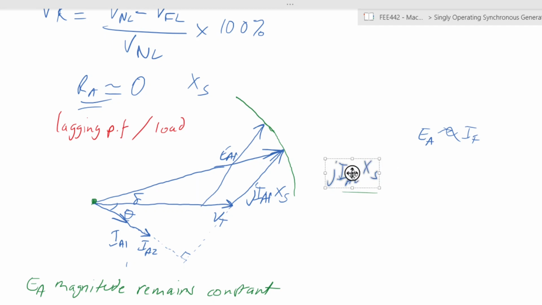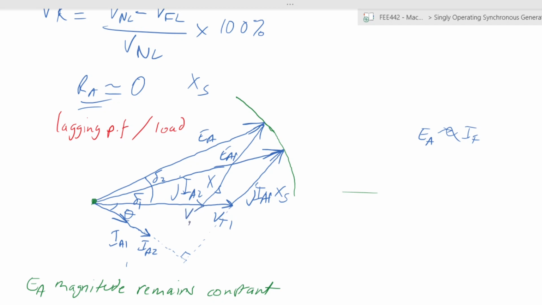So this is our JIAXS, put it over here, okay? So what this means is that EA will now be constrained to its point, okay? But we now have a second angle delta 2, at which it changes its position. So we'll have a VT also, which is less, VT2, which changes. So instead of having EA1 and EA2, you will now have VT1, the original, and VT2, the new one, okay?